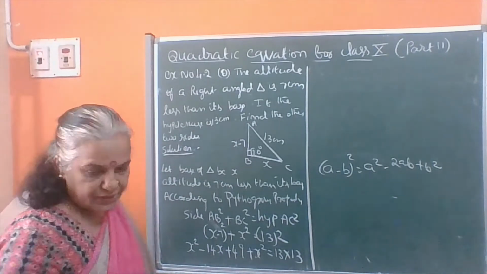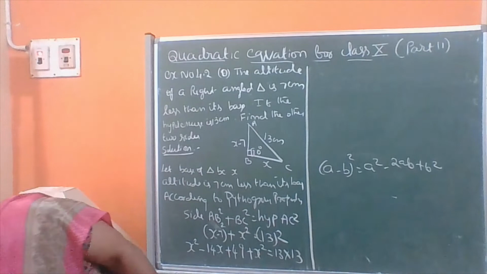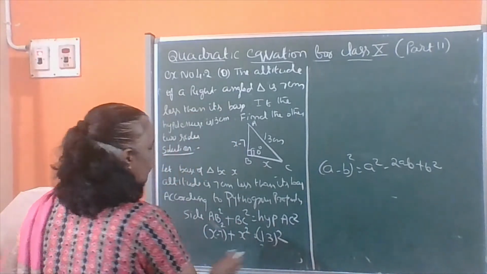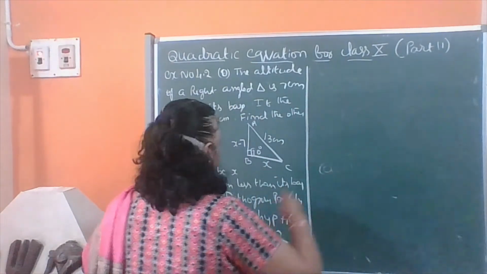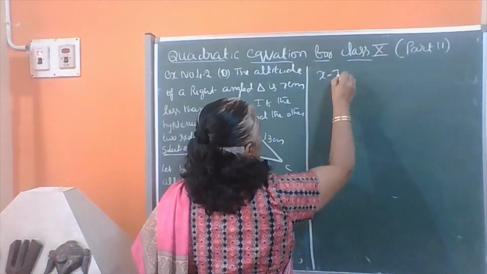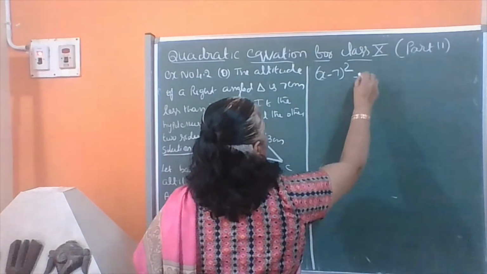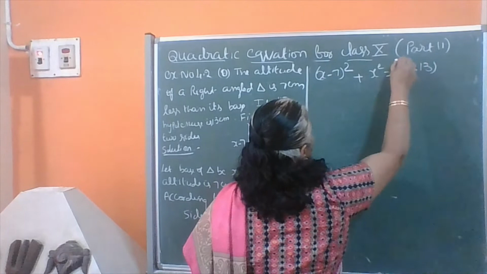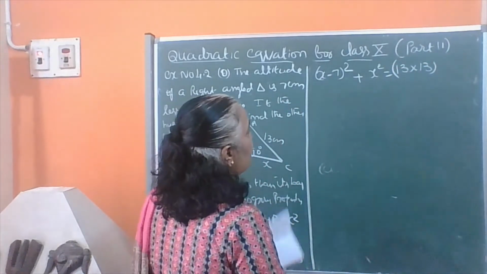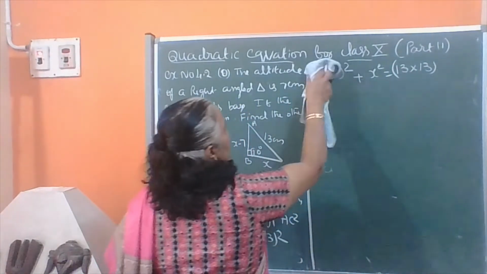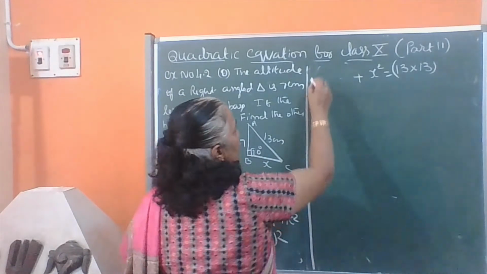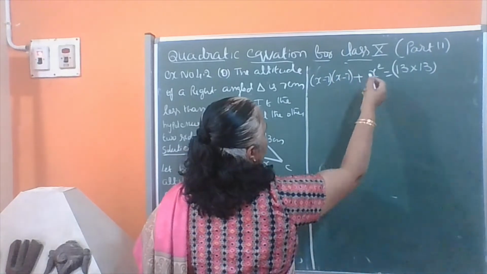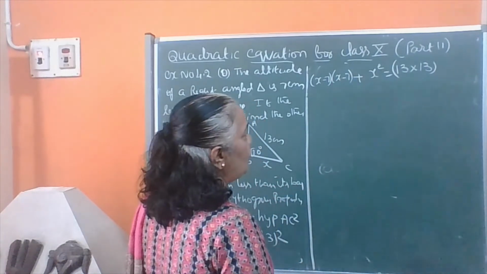Now the next step is you have to expand it. If you want, I'll write one more step here so that you will come to know what it is. See here, x minus 7 whole square plus x square is equal to 13 can be written as 13 into 13, and x minus 7 can be written as x minus 7 into x minus 7. X square can be written as x into x.